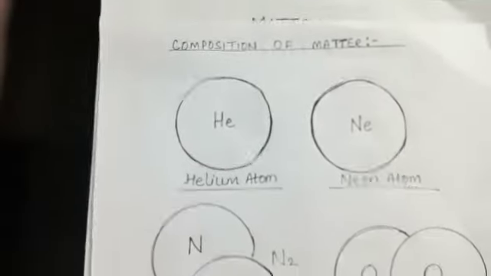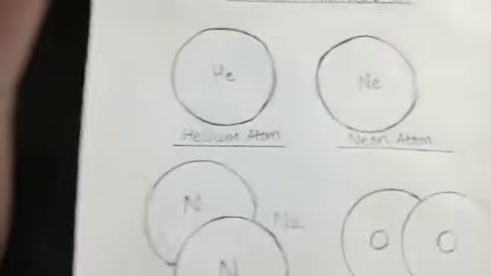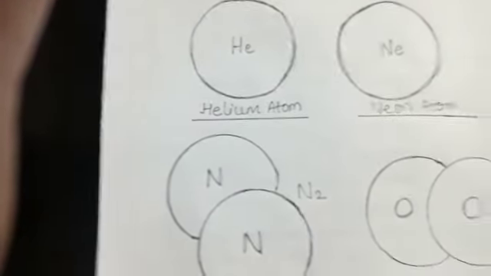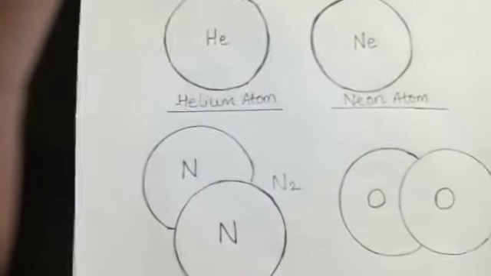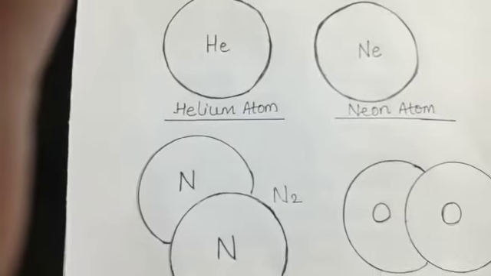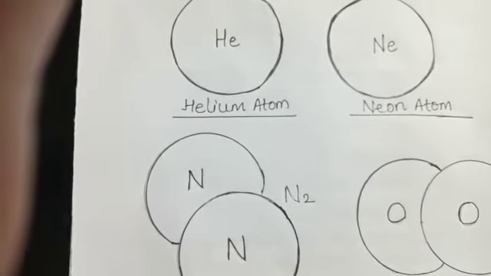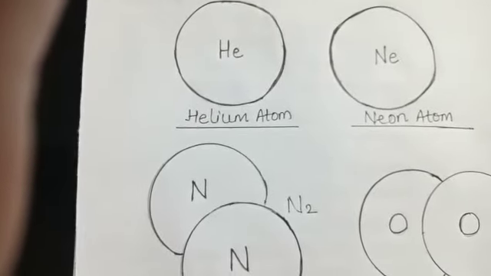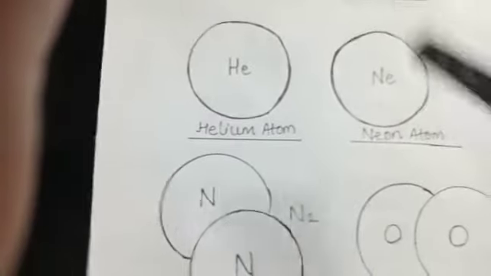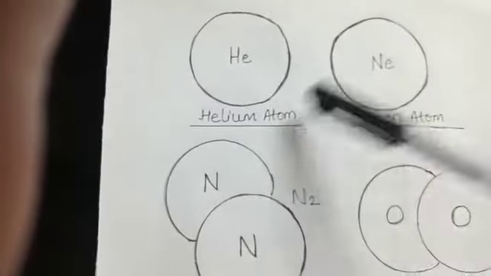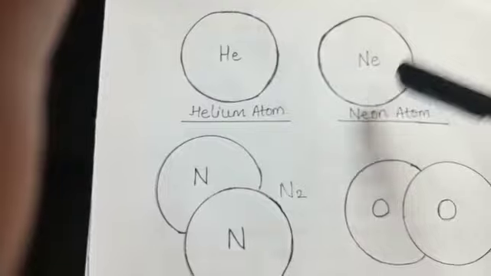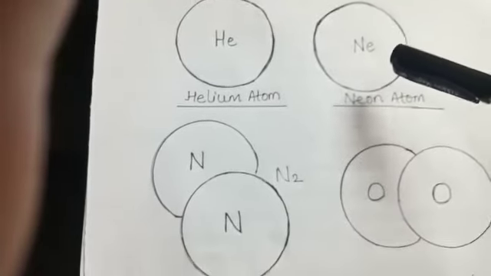Now I will explain the composition of matter. We all know that matter is made up of tiny particles called atoms. Atoms are the smallest building blocks of matter. Some of the atoms are stable enough to exist as single atoms. These are the atoms of noble gases like helium, neon, argon, krypton, etc.